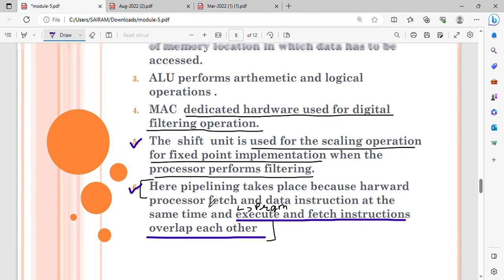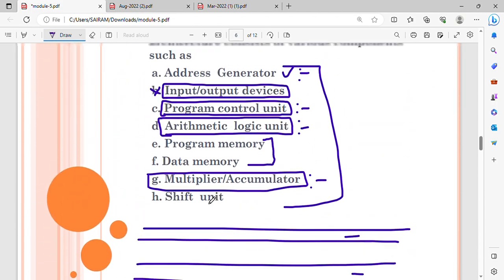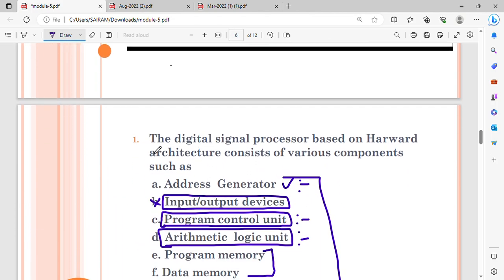Okay. So remember correctly. First what you do is, first you write the digital signal processor based on Harvard architecture as shown in the diagram, this is the diagram of digital signal processor based upon Harvard architecture.